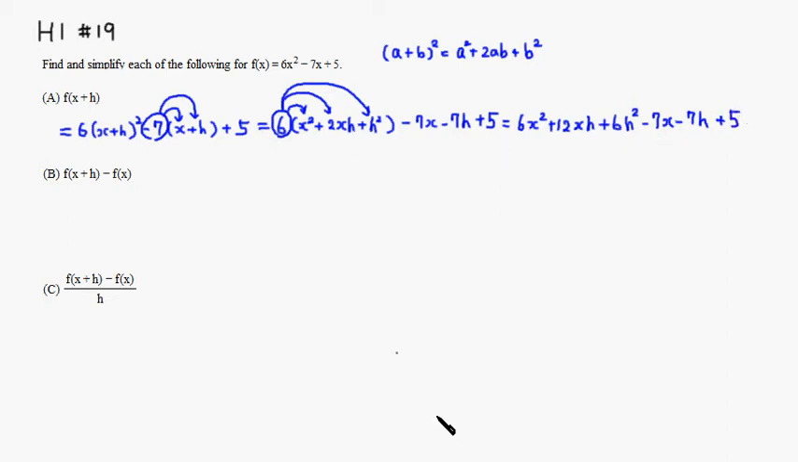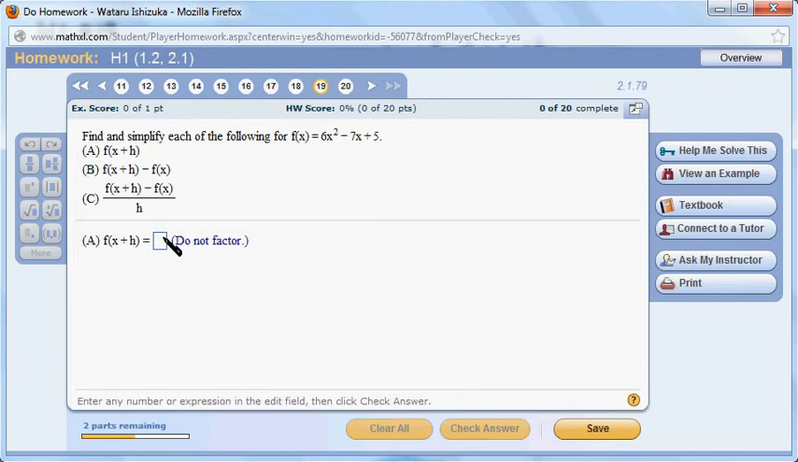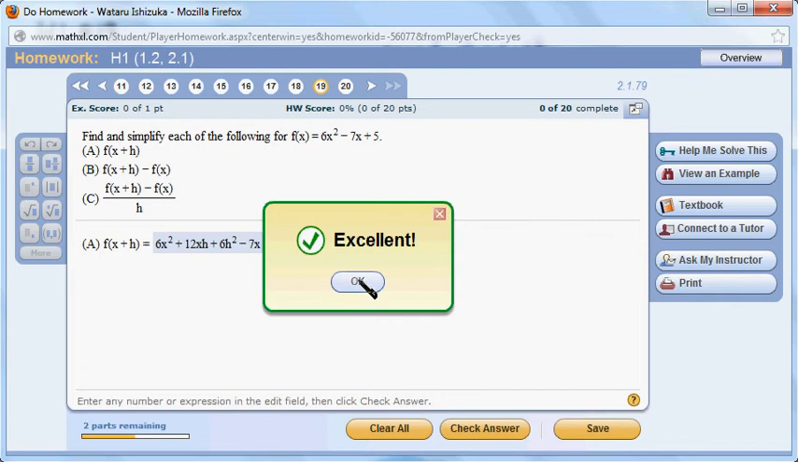So let's type it in. Part A was 6x squared plus 12xh plus 6h squared minus 7x minus 7h plus 5. Let's see if this is correct. Check the answer. All right, so we got that.